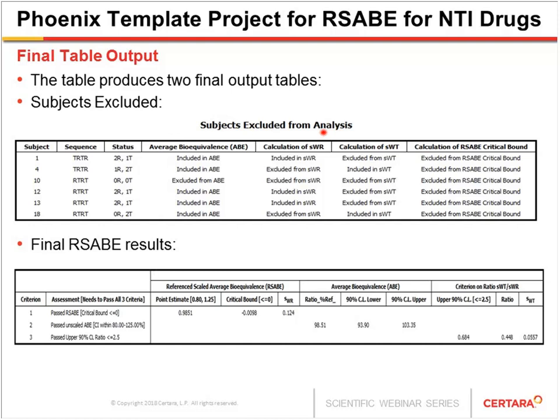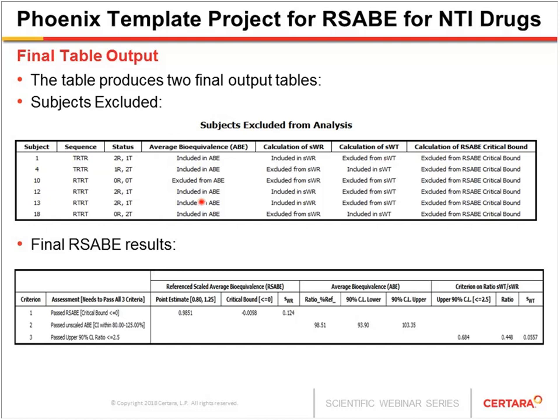As an example, if we look at the first subject here, the first subject had 2 reference periods but only 1 treatment period. So this subject was included in the average bioequivalence and included in the within-reference standard deviation computation, but was excluded from SWT because there was only 1 treatment period available. And since the subject had an incomplete design, they were also excluded from the RSABE critical bound.